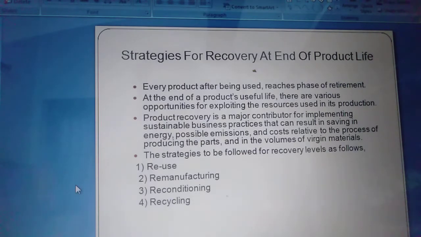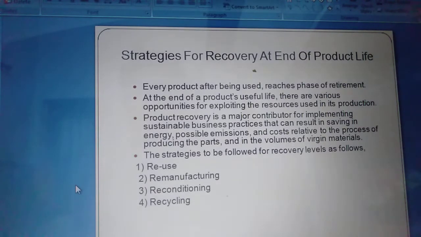Then next is remanufacturing. It refers to returning the used product to at least its original performance specifications with a warranty. It is a process of recapturing the value added to the material when the product was first manufactured.